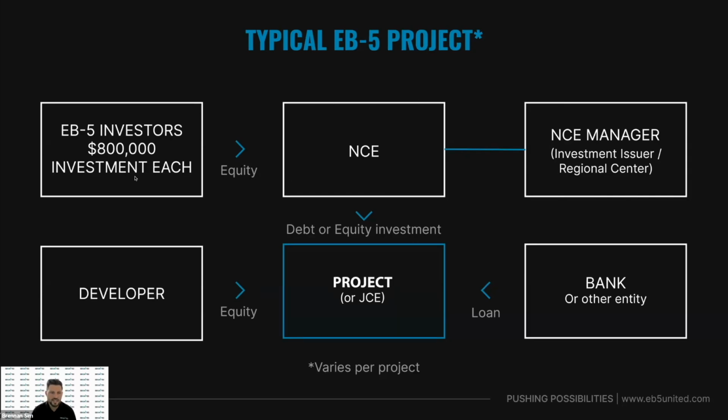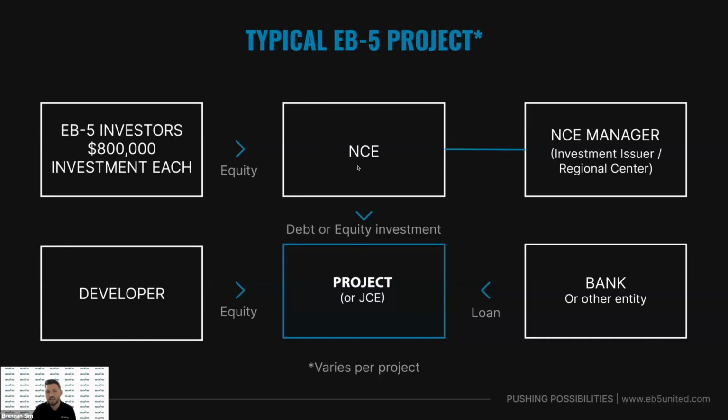And let's say we're raising $100 million. So that would be 125 investors putting $800,000 into the NCE. So when you send us your money, you're actually not sending it to EB5 United. You're sending it to the NCE, which you own one share of, worth $800,000. From there, we make a loan agreement between the NCE and the project.